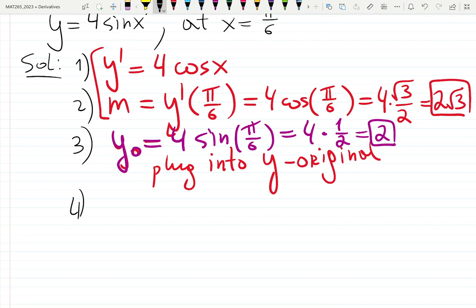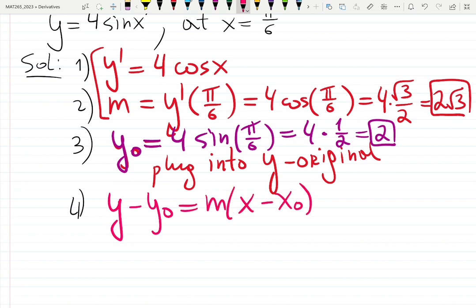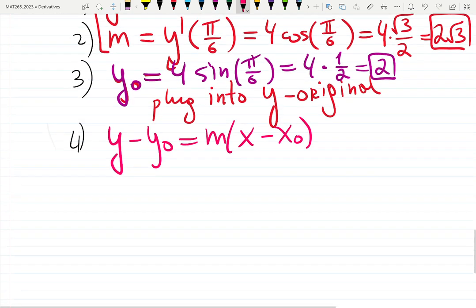The 4th step is literally the answer before you simplify. The formula is, let me use pink color, y minus y sub 0 equals m times x minus x sub 0. You can use the formula y equals mx plus b if you know how to do it. I don't mind. Just make sure the answer is correct.